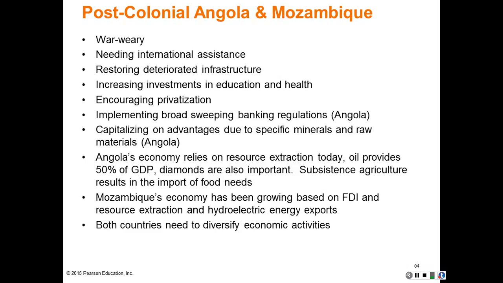Angola's economy relies on resource extraction today. Oil provides 50% of the gross domestic product. Diamonds are not very close to that percentage, but are second in terms of the economy of resource extraction. Subsistence agriculture in Angola results in the need to import many of the food requirements. Mozambique's economy has been growing based on foreign direct investment and resource extraction, as well as the sales of hydroelectric power to neighboring countries. Both these countries have the need to diversify economic activities.